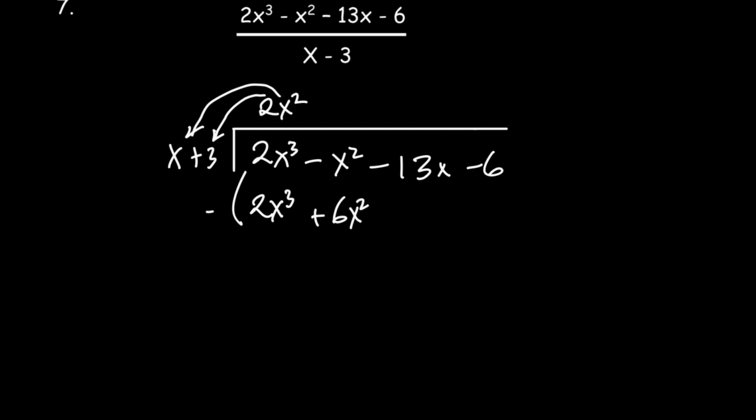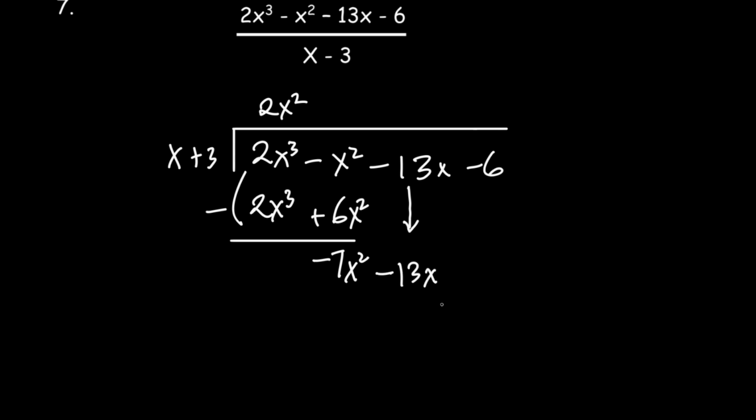Then from here, we subtract just as we have been doing, all right? These two terms are not part, so I'm just going to put a line here to let you know that they are not part. Then we're going to have negative x squared minus 6x squared. This is going to be negative 7x squared. Then 2x cubed minus 2x cubed will give us 0. Then we go ahead and drop the next term down, which is negative 13x.